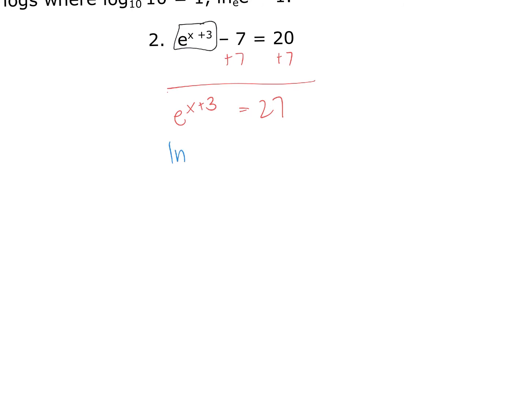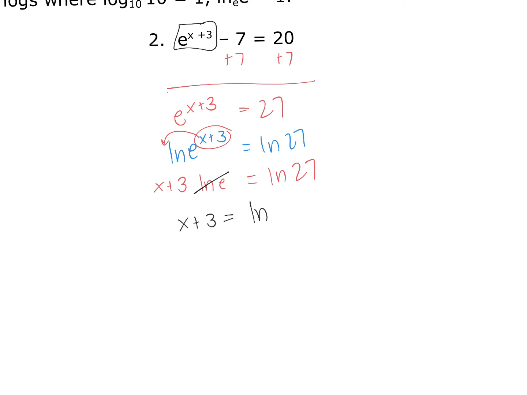So I'm going to put ln in front of each term. Okay, so now I have ln e^(x+3) equals ln of 27. Okay, and once I've done that, my whole exponent is going to drop to the front. So I have (x+3) ln e equals ln of 27. All right? And immediately I see ln e, so that can cross out because that's equal to 1. So I'm just left with x plus 3 equals ln of 27.